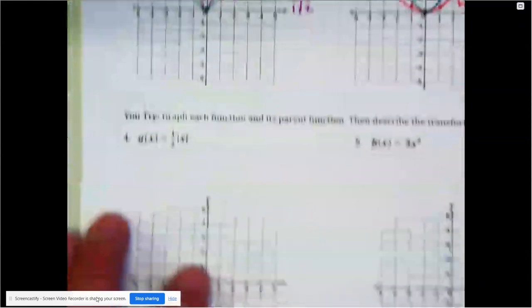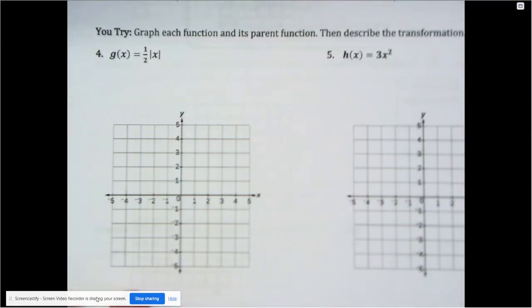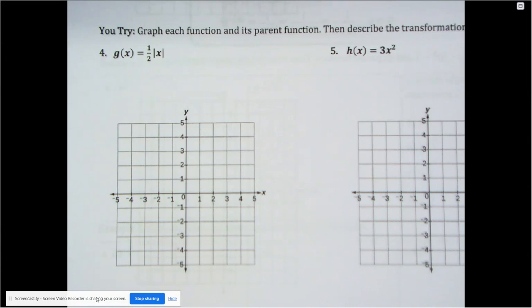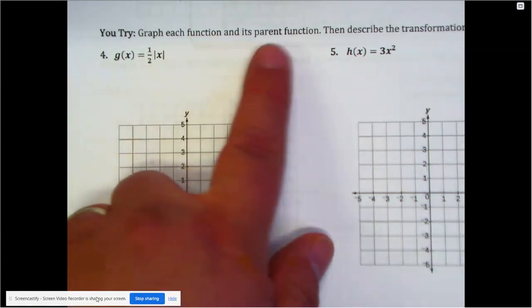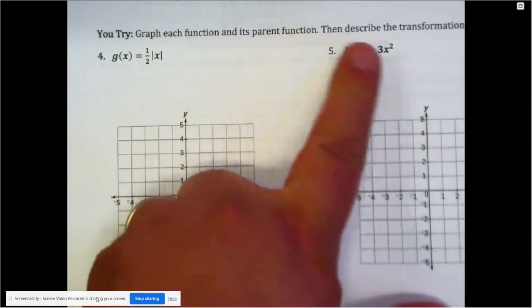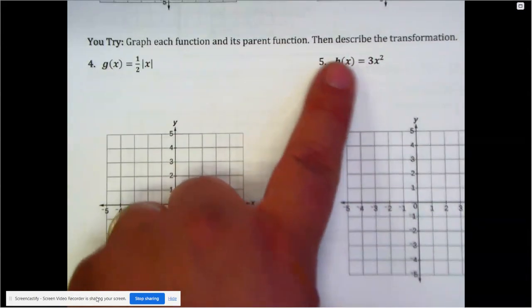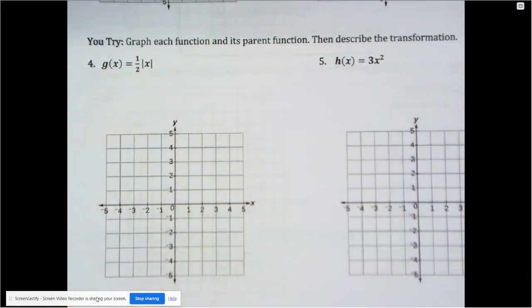There's a couple you tries, but we will do them together. We are doing the exact same thing they asked us to do. We're going to graph each function and its parent and then describe the transformation. So it's the same thing that we've been doing for every single problem. So here we go again.